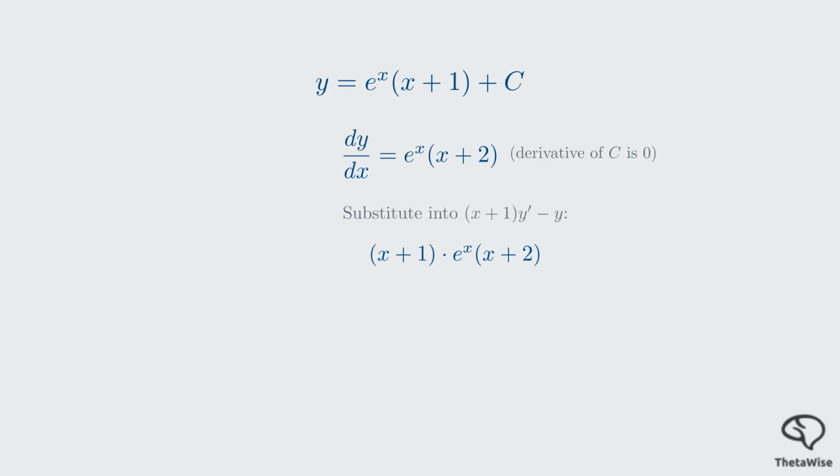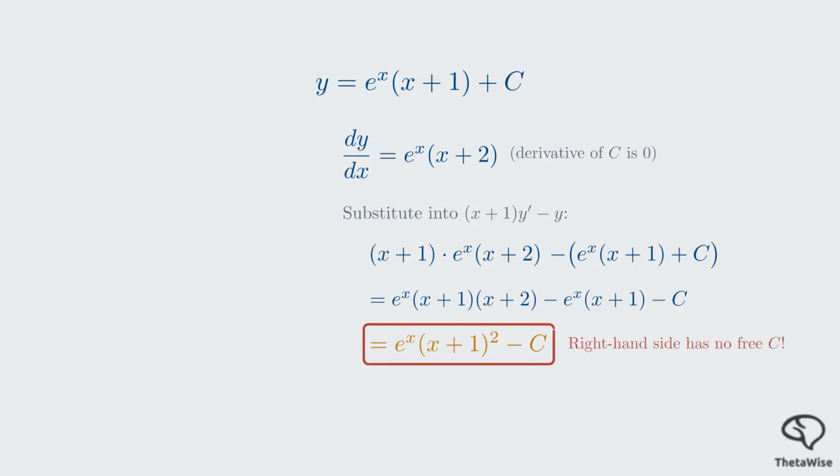The first term is (x + 1) multiplied by e^x (x + 2). Then subtract y, which is e^x (x + 1) + c. The expression becomes e^x (x + 1)(x + 2) minus e^x (x + 1) minus c. This simplifies to e^x (x + 1)² minus c.